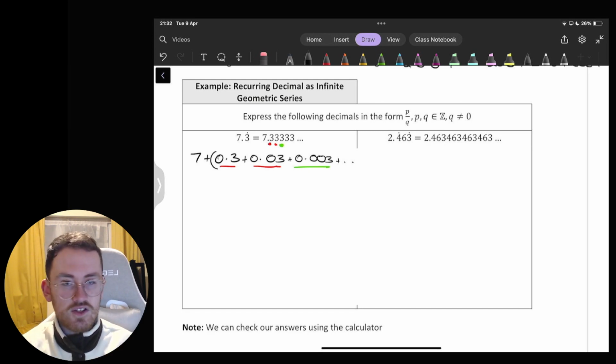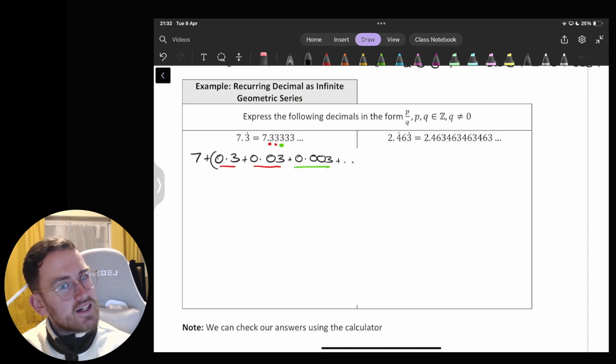We're really taking advantage of place value here, which you would have done in senior infants, first class, I'm not sure, primary school. So we're really looking at place value here, making sure we remember that idea.